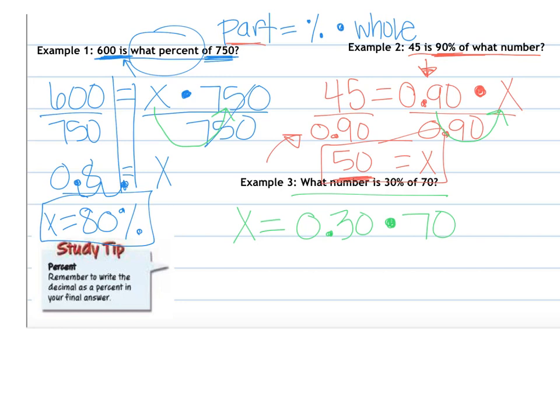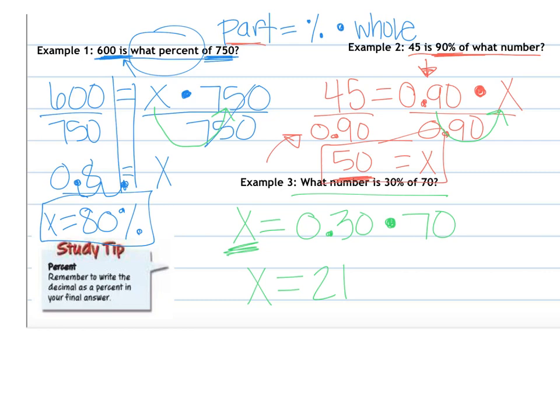So then we can solve, and we would do, this time, X is already alone. So I don't have to do anything. I just basically have to multiply them together. So for this one, I do 0.30 times 70, and I get 21.